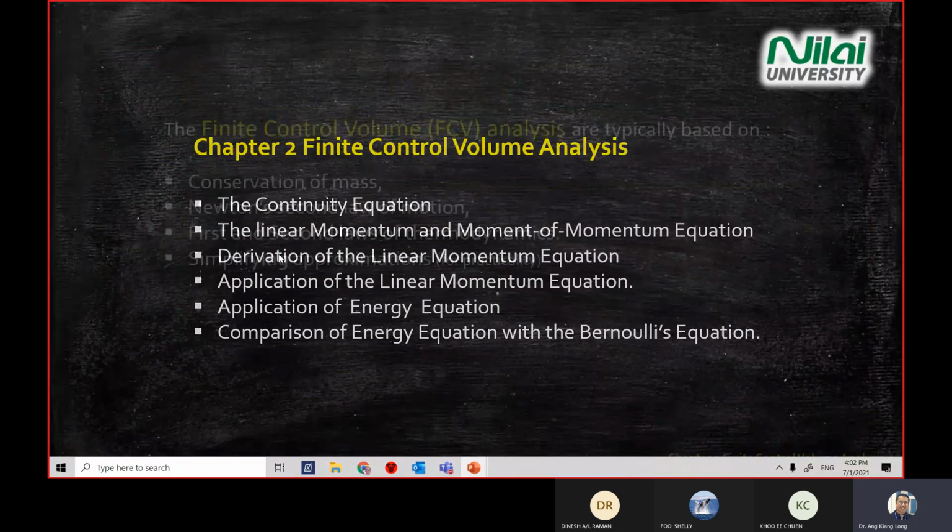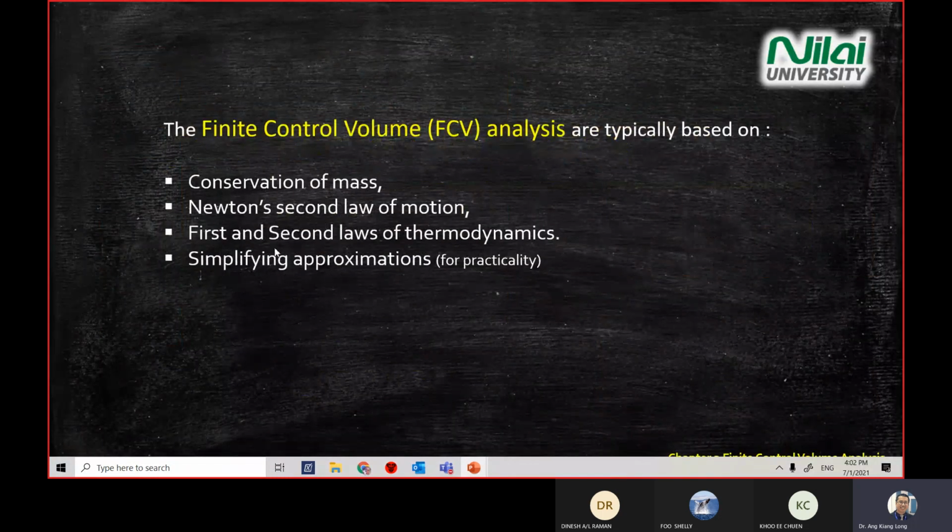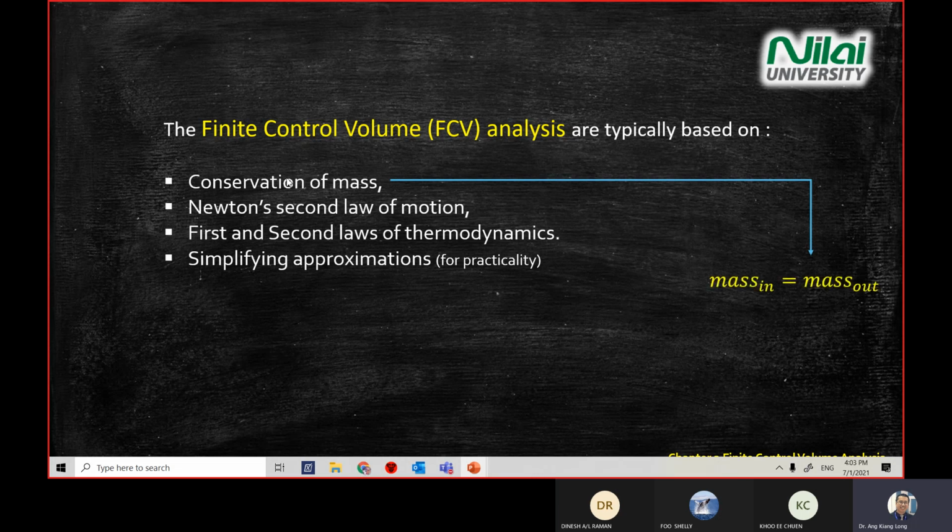Right. So for this module, we already covered the control volume analysis, the first one, conservation of mass. We already concluded this section. So the mass in will equal the mass out, or m dot in equals m dot out. Today we're going to look at these two weeks, this week and maybe two more sessions.